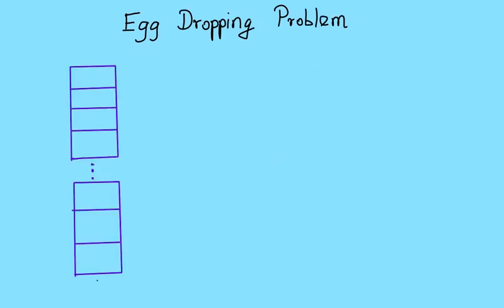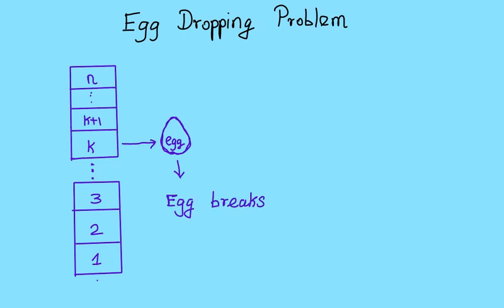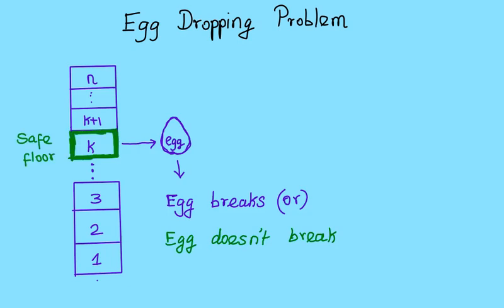We have a building with n number of floors, with the bottom floor being the floor number 1, then floor number 2, and so on till the top floor, floor number n. If we drop an egg from a floor, two possible things can happen. The egg may break or the egg may not break. If the egg does not break, we call the floor as safe floor. If the egg breaks, we call that floor as unsafe floor. The assumption is that if a floor is unsafe, then all the floors above it are unsafe as well.